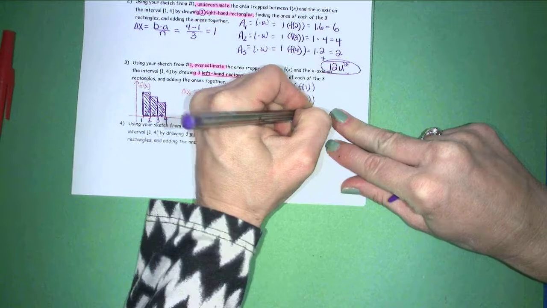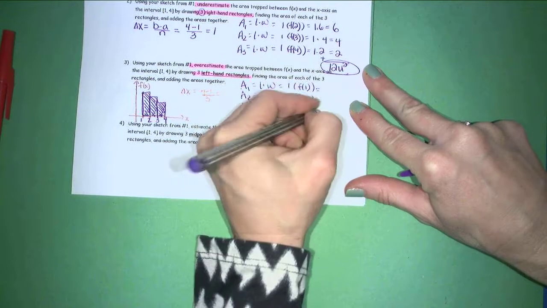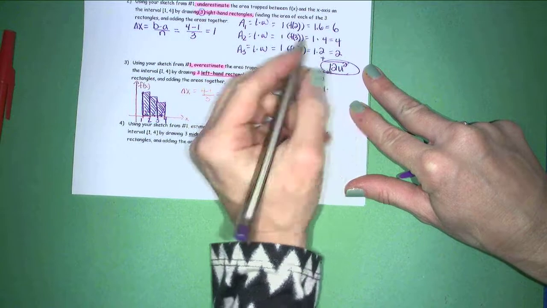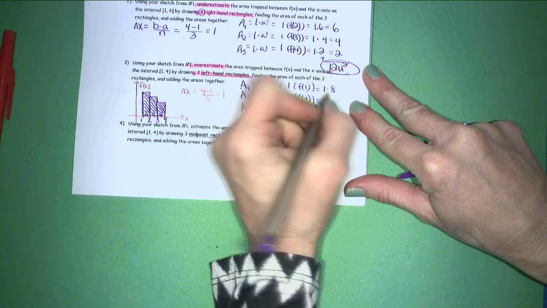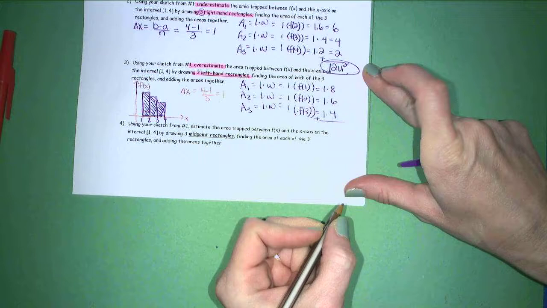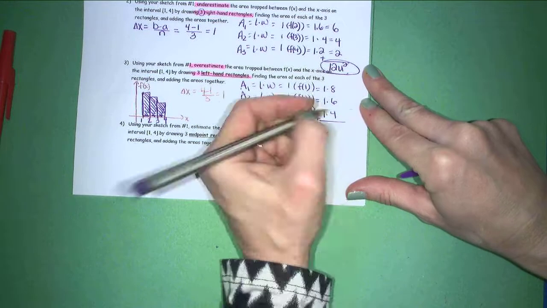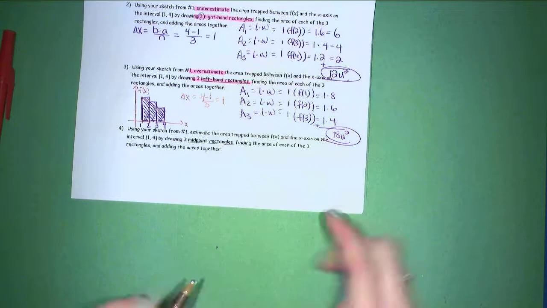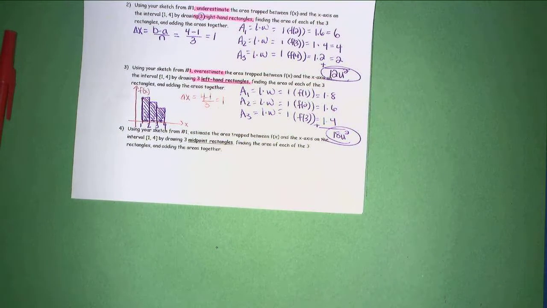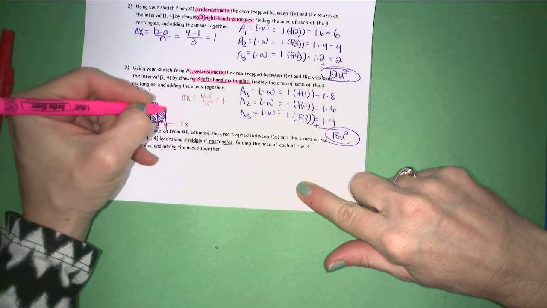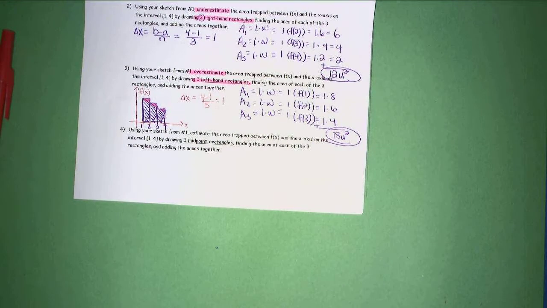So, if I plug 1 back into my original function, I get 8. If I plug 2 back in, I get 6. And if I do f of 3, I get 4. And when I add these together, I get 8 plus 6 plus 4, which is 18 units squared. This is going to be an overestimate, and you can see it. If I highlight in pink where our error lies, it's right here. We have too much of our rectangle hanging out over top of the function. So now I know that my true area lies somewhere between 12 and 18 units squared.